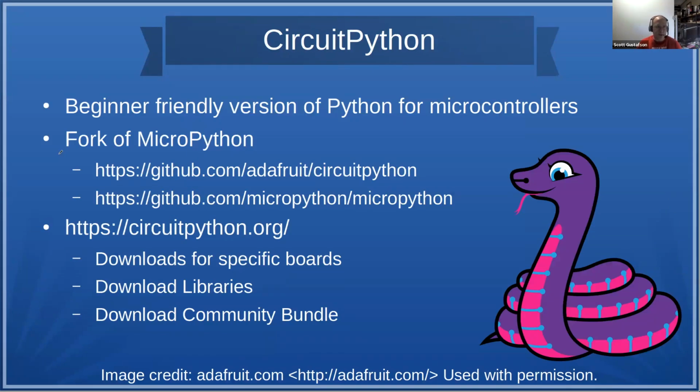So CircuitPython is a beginner-friendly version of Python for microcontrollers. It's a fork of MicroPython, and there's the two URLs for the two repos. You can go look at the CircuitPython repo, and you can see that it's clearly a fork of MicroPython. They make no mistake about that.